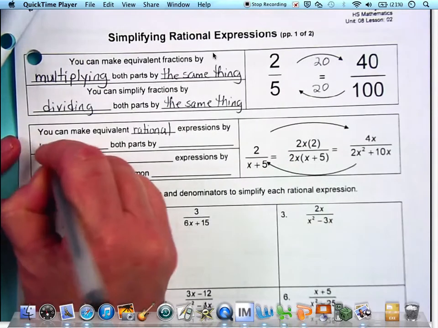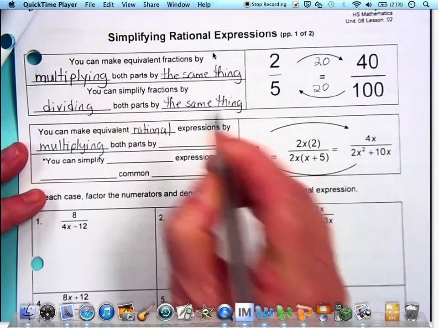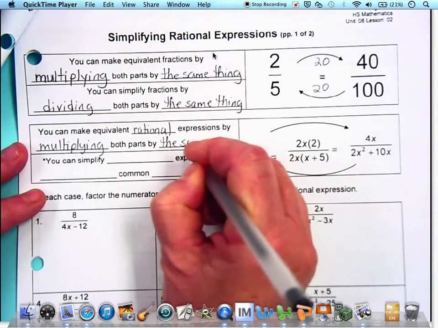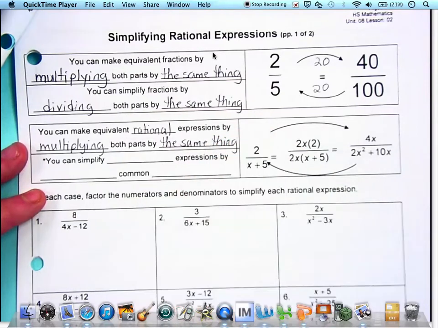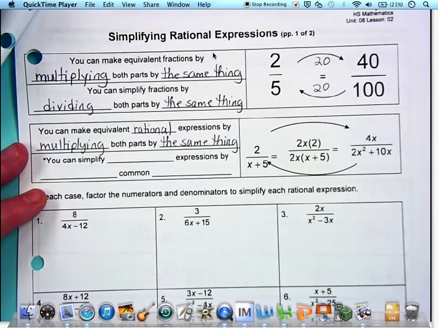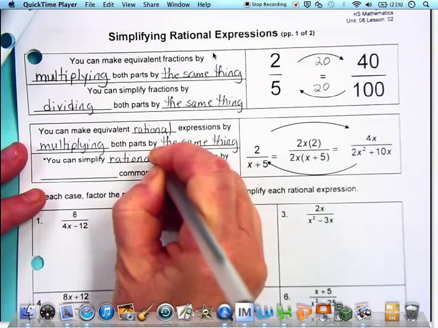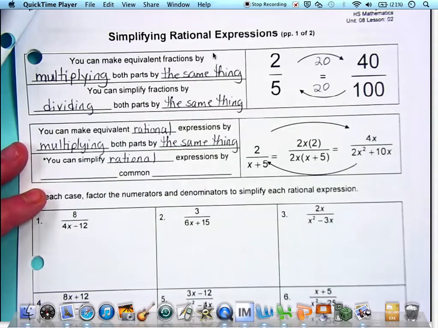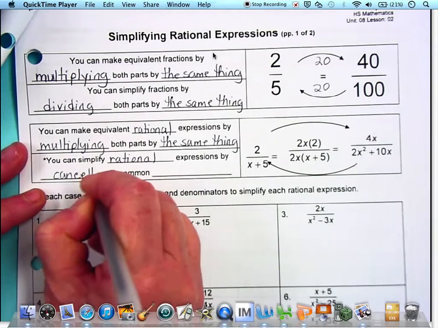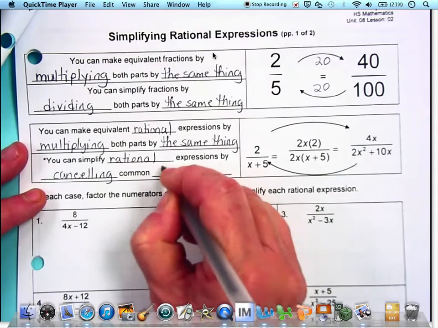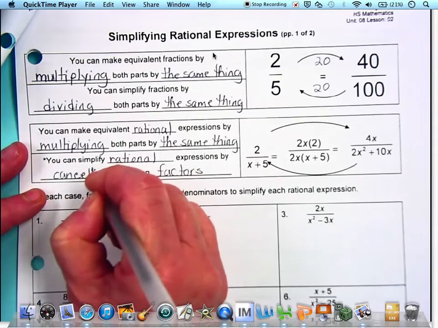Then you can make equivalent rational expressions by multiplying both parts by the same thing. We'll talk about what a rational expression is. And then you can simplify rational expressions by canceling common factors. So this is a little bit different. And I don't think canceling has 2 L's. Just one.